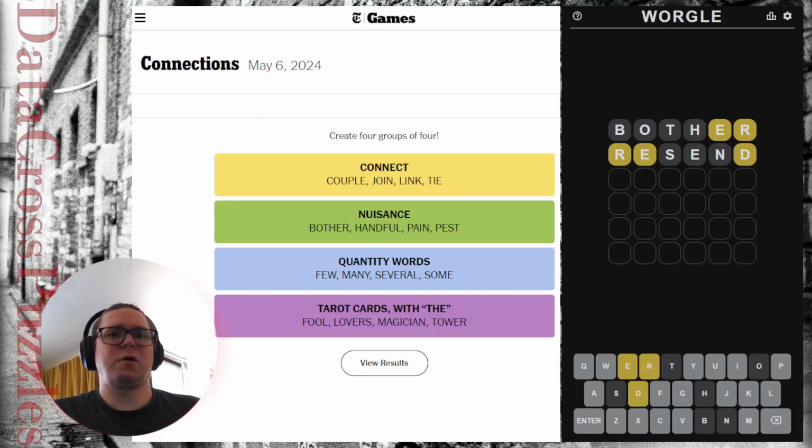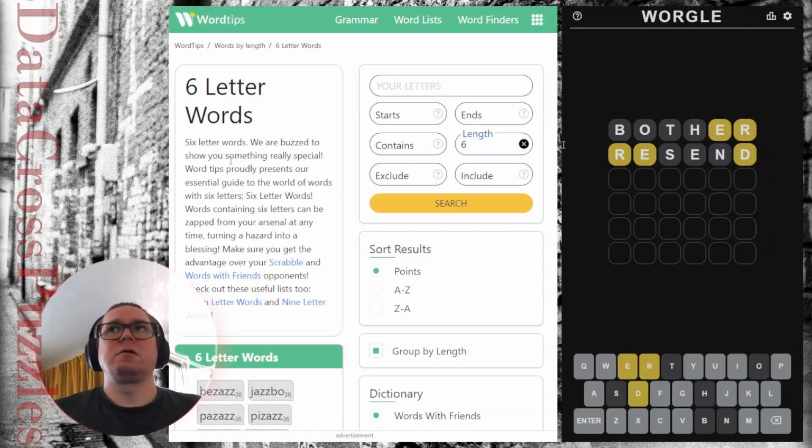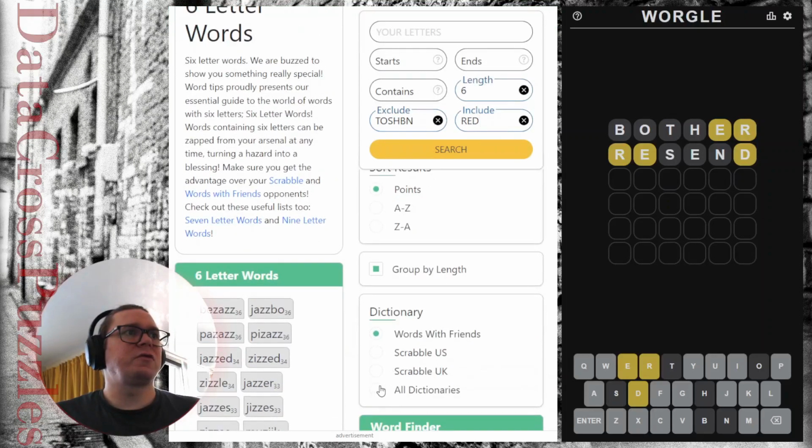All right, let's go over to our Worgle companion here, our 6-letter word here. Let's see, we have the COSHBN excluded, includes the RED. Okay, what words can we get with that? Let's use all dictionaries.